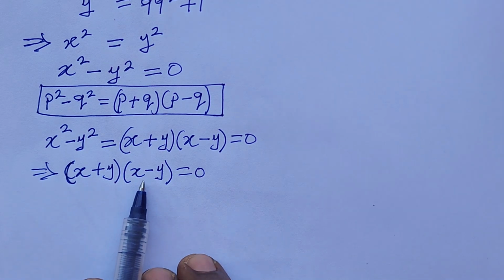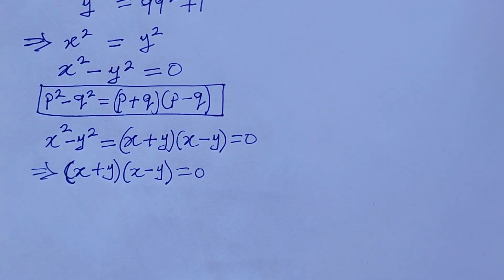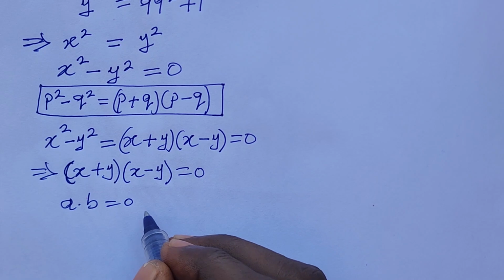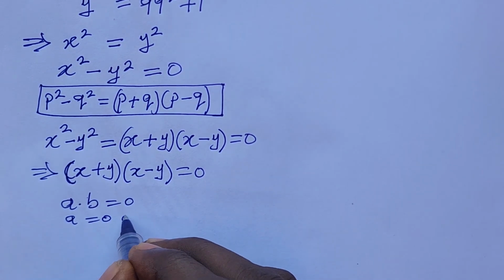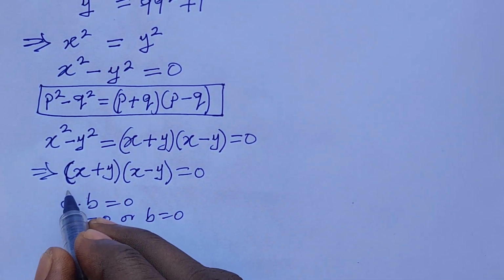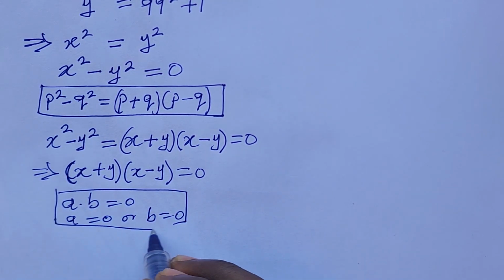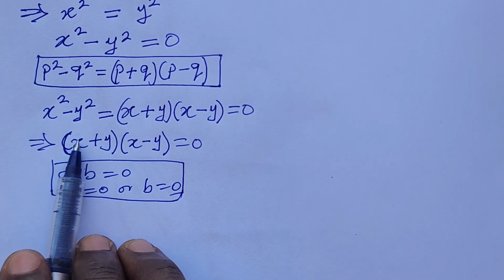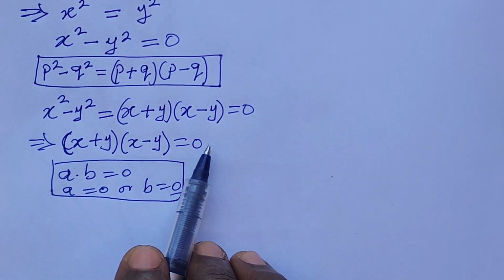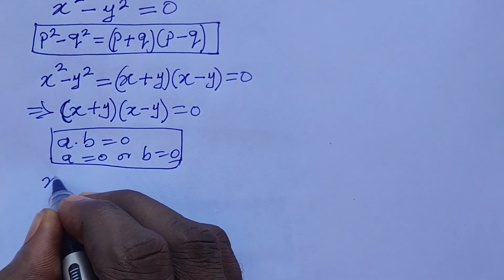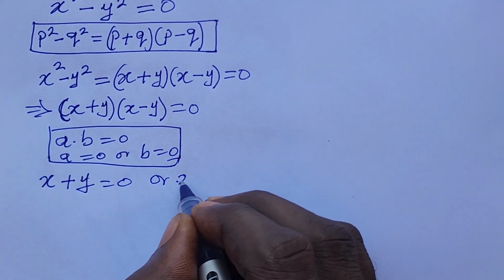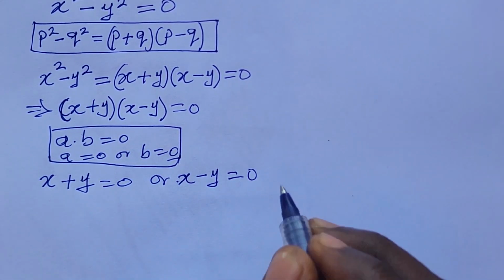Now seeing this, another rule comes to mind. And what is that rule? That is the zero product rule, which says that if you have a times b equal to 0, then this simply means a is equal to 0 or b is equal to 0. I believe we are familiar with this rule again. So we want to apply this rule here, equating each factor to 0. So we have x + y = 0, or we have x - y = 0.